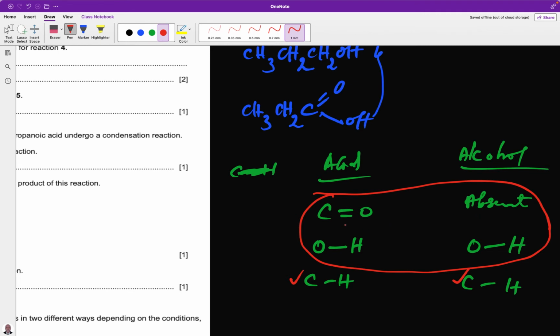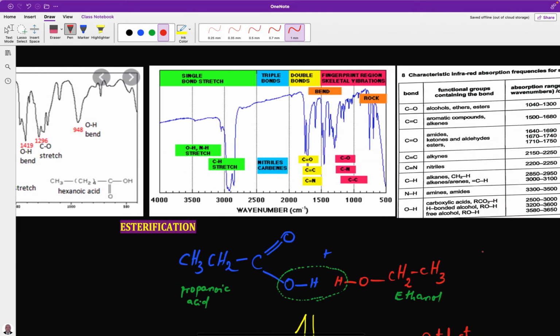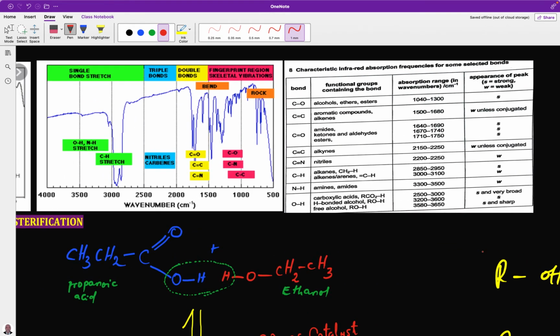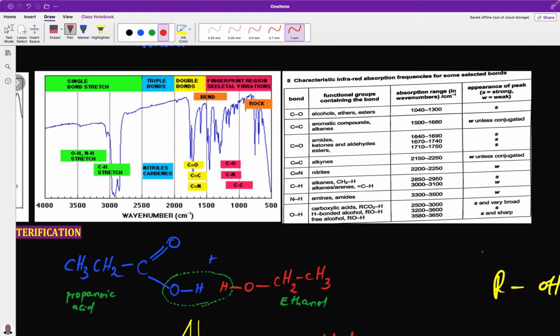The carbonyl functional group is present in propanoic acid, but is absent in propan-1-ol. The OH bond is present in the acid, and the OH bond is also present in the alcohol, but the absorption range is different. So now we go to our data booklet. When you see such a question, and you identify the differences, open to your data booklet.